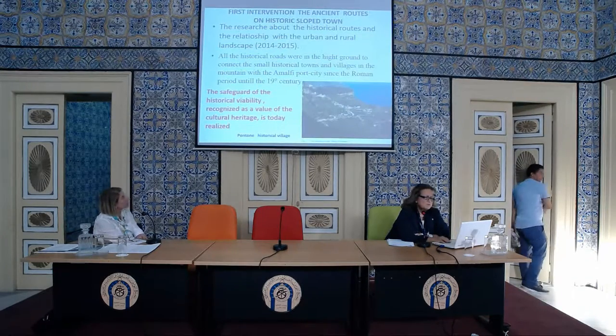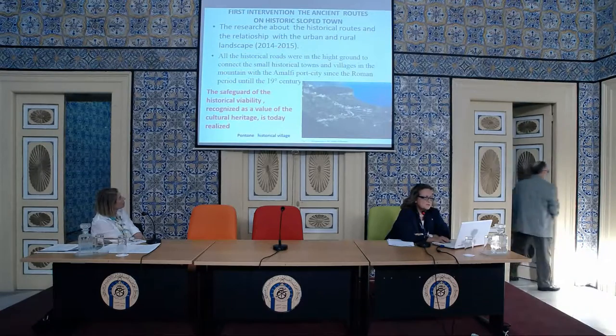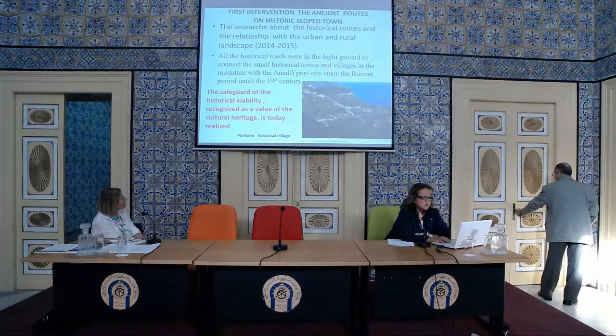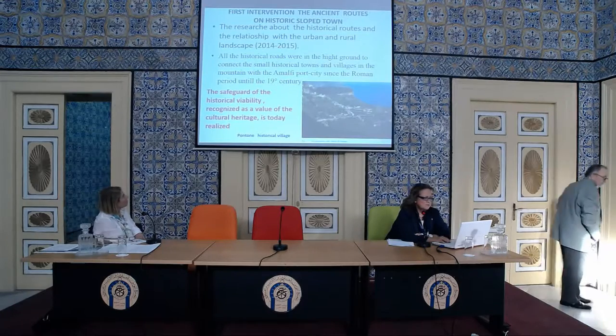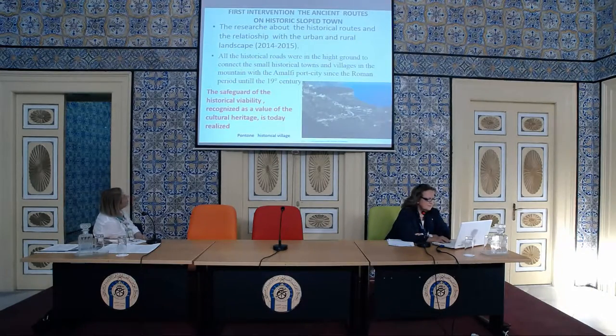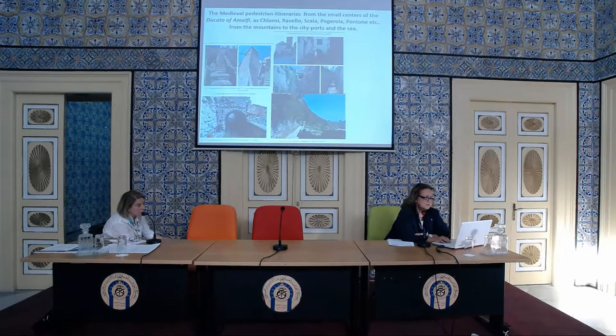The intervention on the ancient route of the historical slope town is a research about the historical route, the relationship with the urban and rural landscape. All historical routes were at a height on the ground to connect the small historical towns and villages in the mountain with the Amalfi port city, from the Roman period until the 19th century. The safeguard of the historical viability, recognized as a value of the cultural heritage, is realized today. This is the photo. Can you see the pedestrian itinerary from the small center?